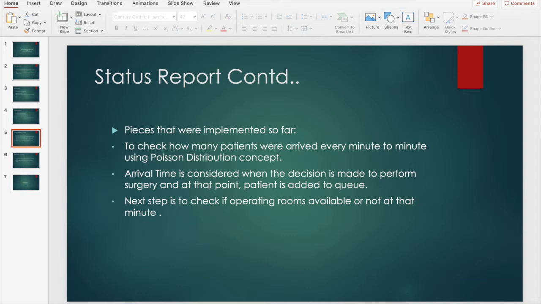And the next step is to check if the operating rooms are available or not at that minute. As it is a loop, it checks every minute if the rooms are available or not, and all those steps. There are lots of next steps that need to be written. I'm still working on it.